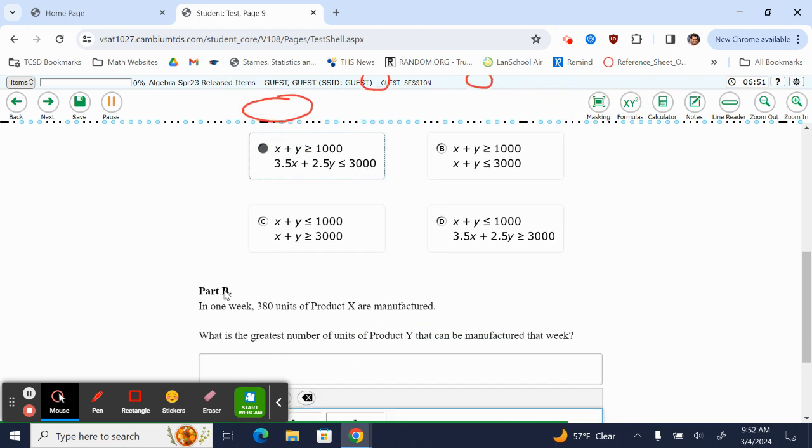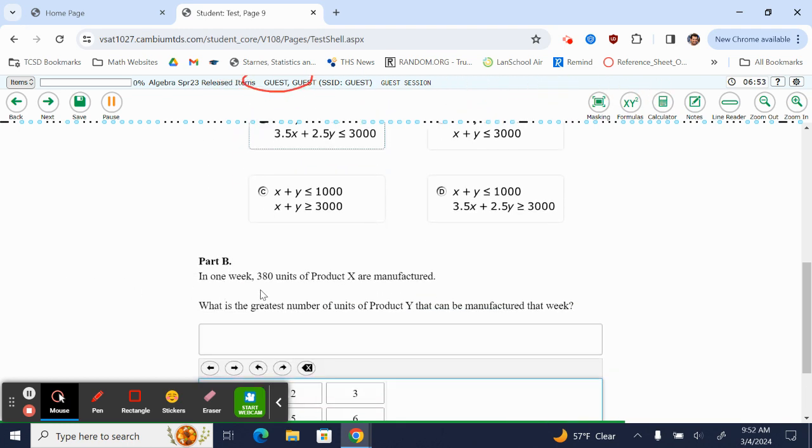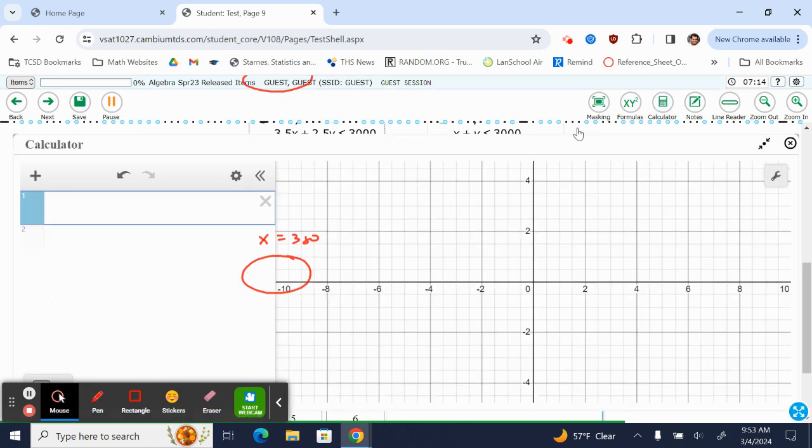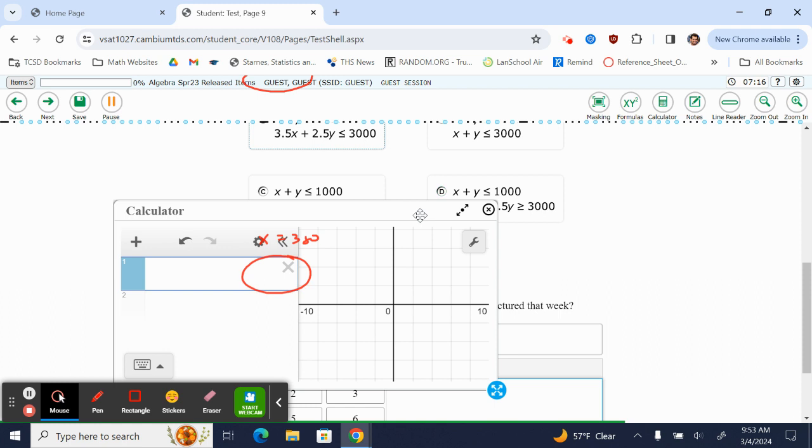All right. Part B says, in 1 week, 380 units of product X are manufactured. What is the greatest number of units of Y that can be manufactured that week? So we're going to use Desmos here, the calculator. Right here, this is saying that X is going to equal 380. If we take a look at the picture, we are able to see the answer actually. So if I go to the calculator, let me make it kind of smaller. All right, here we go.